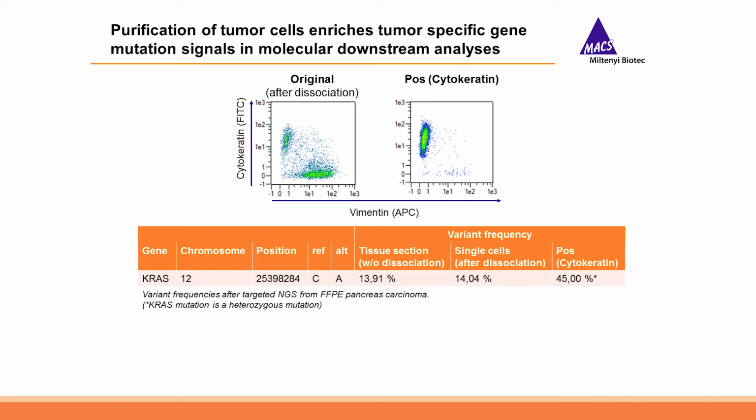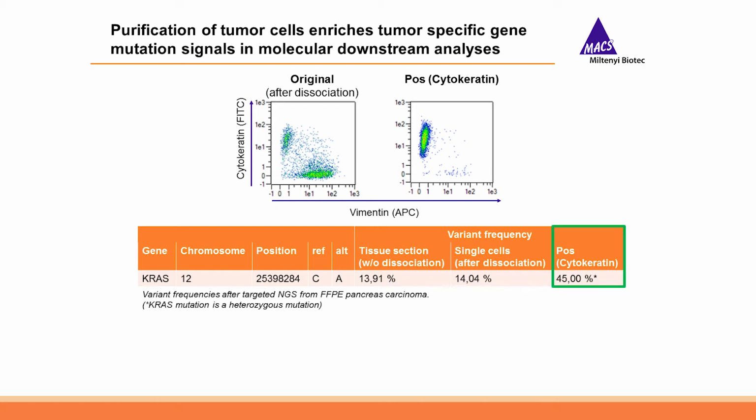Okay, so let's have a look now at how variant frequencies look from cytokeratin sorted carcinoma cells. In this case, again, we looked at the KRAS mutation, which is on chromosome 12 at this position. And again, the variant frequency of DNA prepped from a complete section was around 14%. Also, the original fraction of the single cells after dissociation was around 14%, but the variant frequency could be enriched after sorting carcinoma cells based on the cytokeratin marker up to 45%.